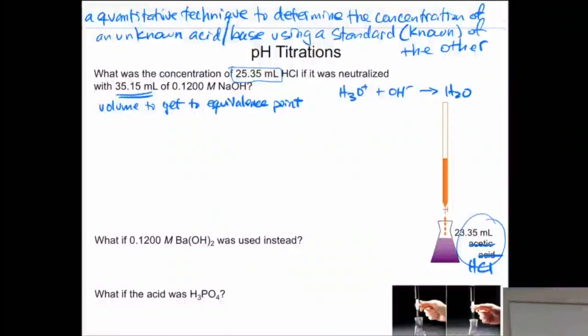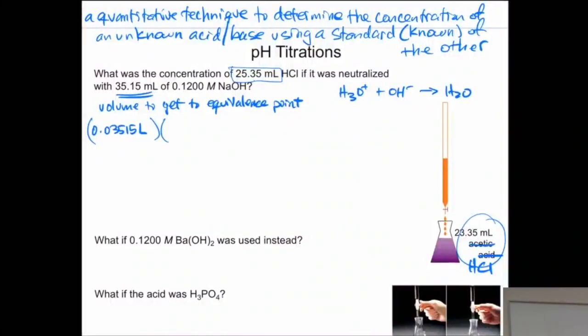So let's start with 35.15 milliliters of this NaOH. But before I do any more, what's the units of molarity? Moles per liter. This is in milliliters. So I don't want to be working in milliliters. I want to be working in liters. So you can do that transformation in your head, or you can write it out. That's fine. That's the same as 0.03515 liters.